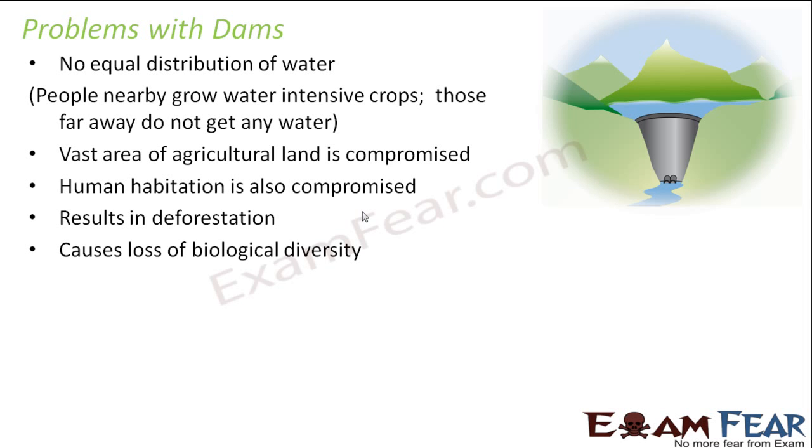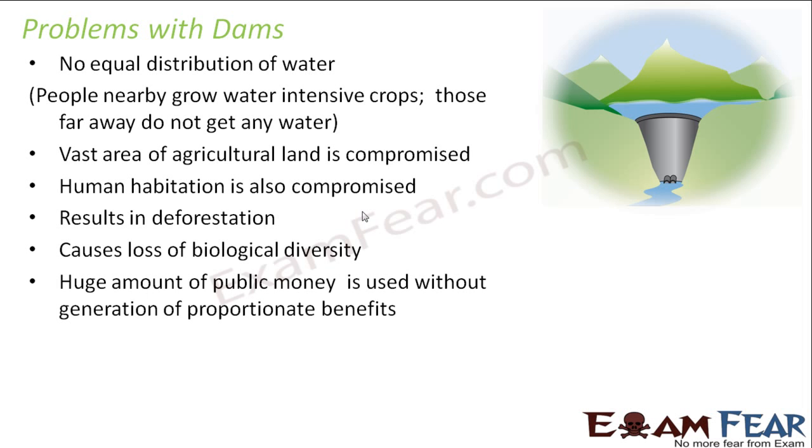Causes loss of biological diversity. The moment you construct a dam, you are actually destroying the entire biological diversity in that area. Let us suppose earlier you had some forest. So you will cut down all the trees. When you construct a dam, all small birds, insects, animals which were living in that forest will all get destroyed. So it results in a loss of biological diversity.